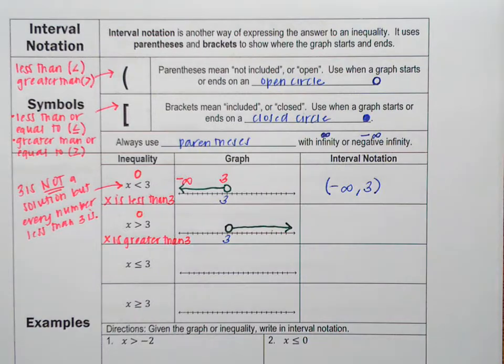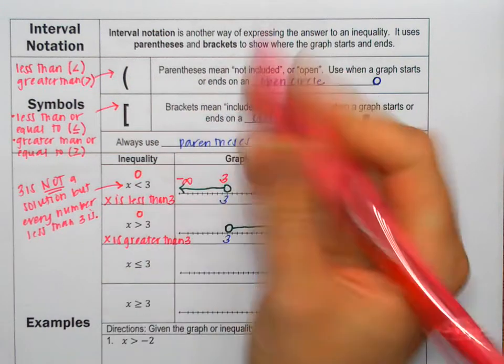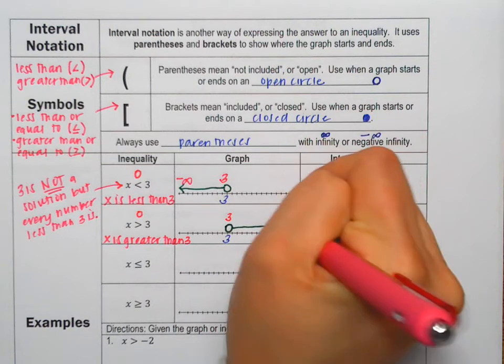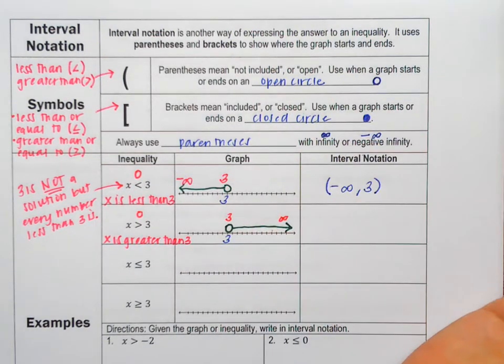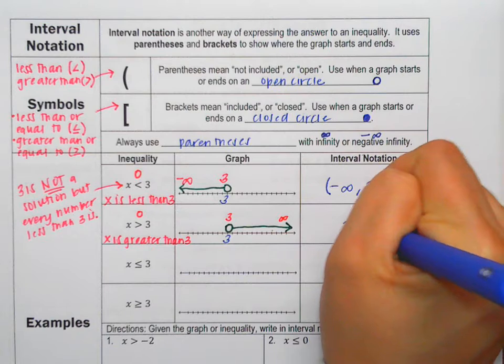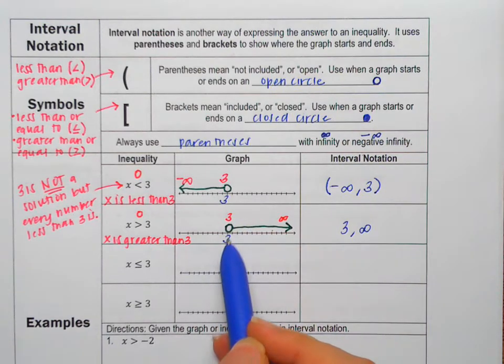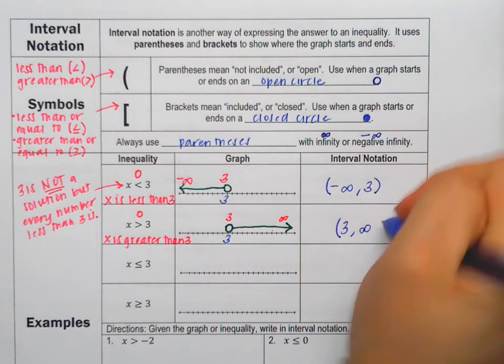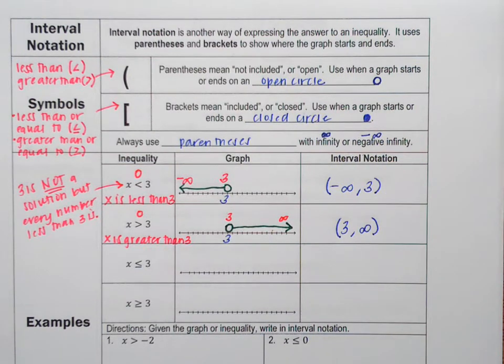So again, to write that in interval notation, I'm looking at it from left to right. Where does it start? It starts at 3, and then it goes on forever in the positive direction to positive infinity. So the way that we'd write that in interval notation, it starts at 3, goes to infinity, and I look to see, okay, 3 is an open circle, so an open circle means parentheses. Infinity, we always use a parentheses. And that is it in interval notation.